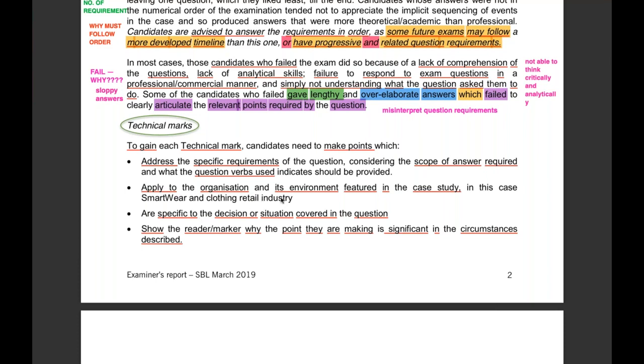Another thing is that make sure you apply it in the context of the case, specific to the decision or situation covered in the question. Your points should be specific to the situation in the question. No general answers. You must show the marker why the point that you are making is significant in the circumstances described, whatever has been described inside the case. You must make sure why the points you're making are significant in that particular context.